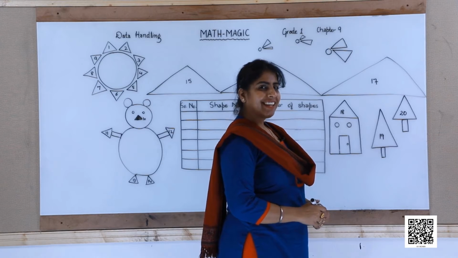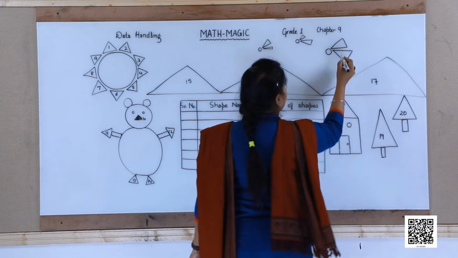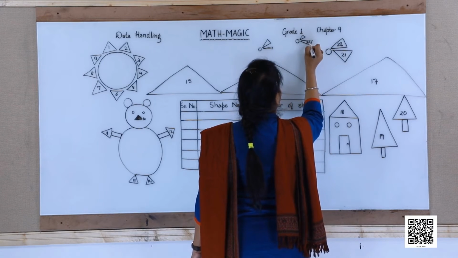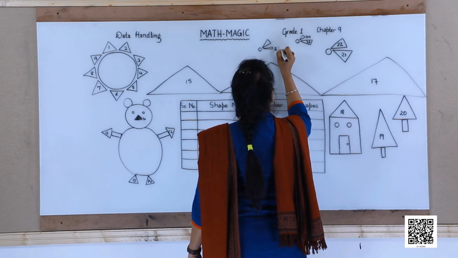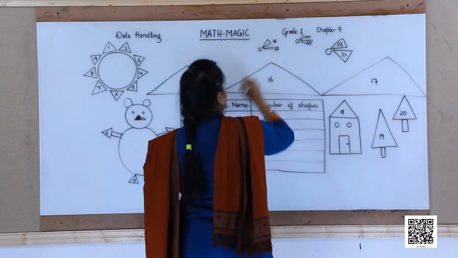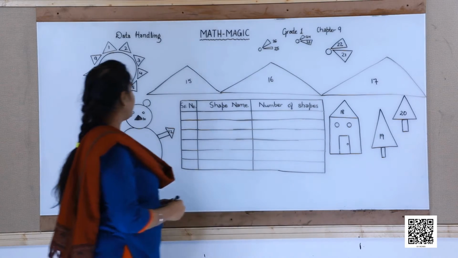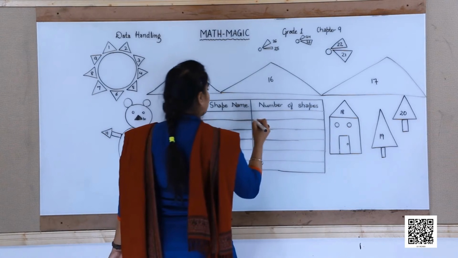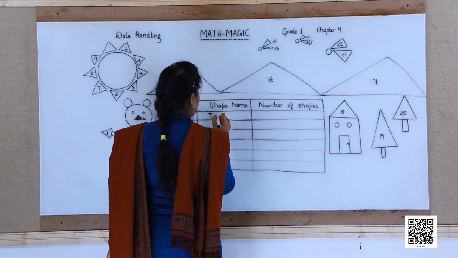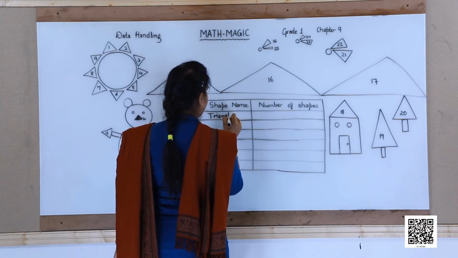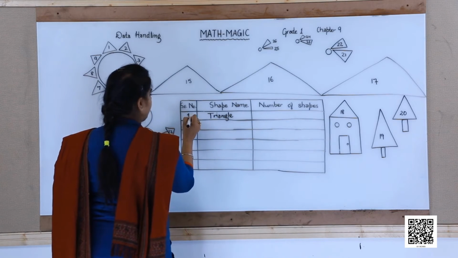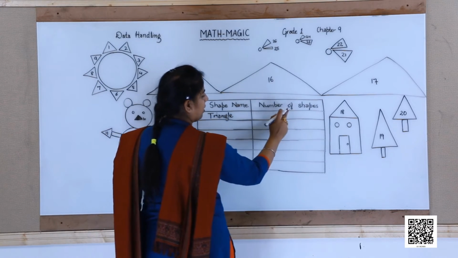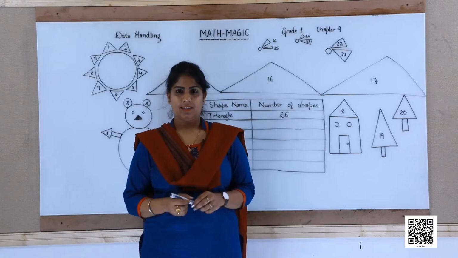Have we counted all? No, there's some more. 21st, 22nd, 23rd, 24th, 25th and 26th. Do you see any other triangle here? No. So, we have 26 triangles. We'll write triangle as the shape name. Number of serial, the first shape we are counting, so it is serial number 1. Shape name is triangle and the number of shapes is 26.